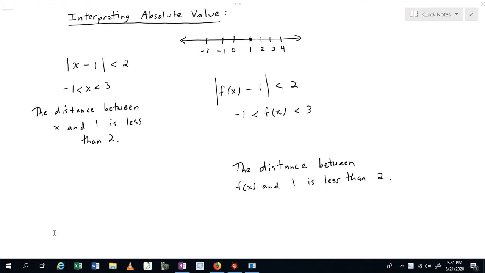Hello again. In this video, I'm going to talk about some preliminary material for section 2.7. In this video, we're going to talk about interpreting absolute values.